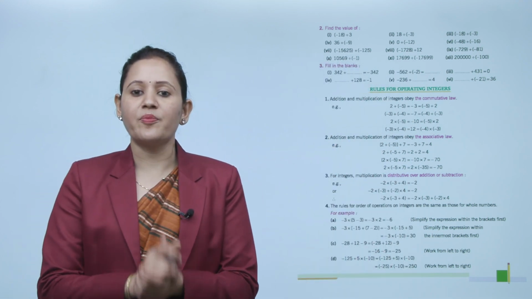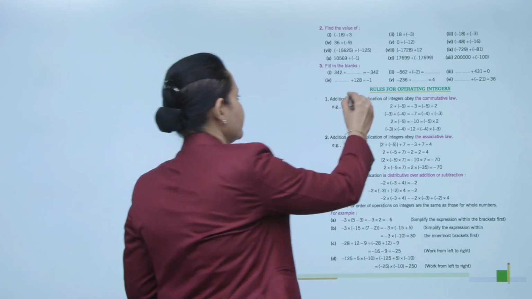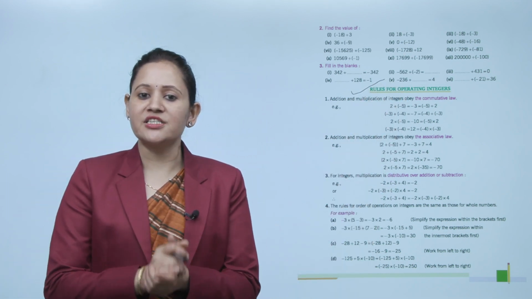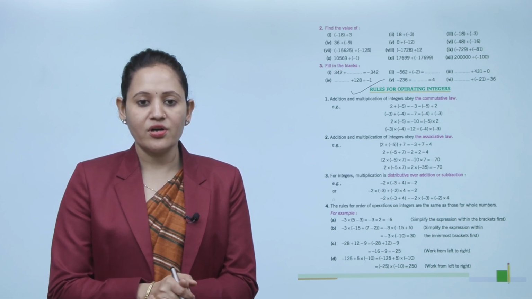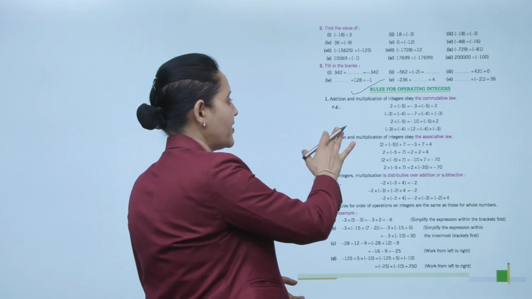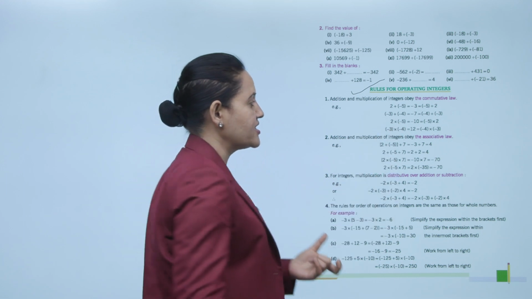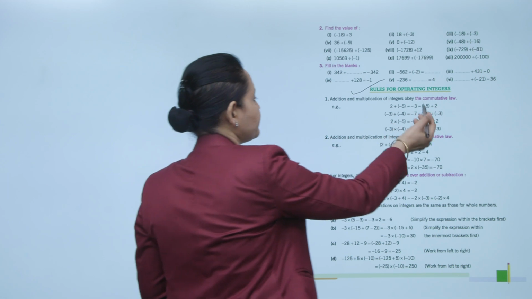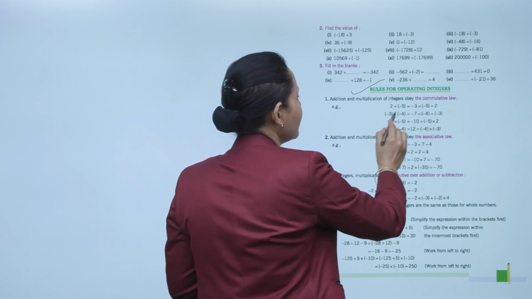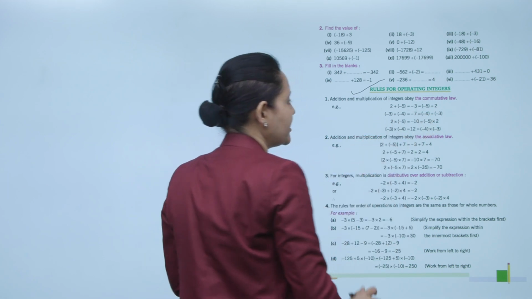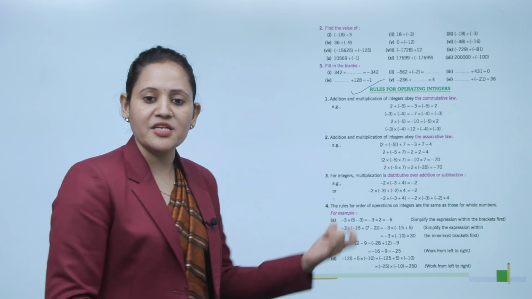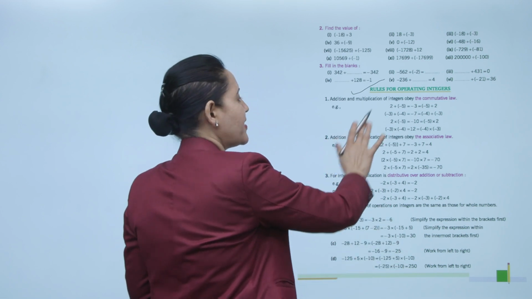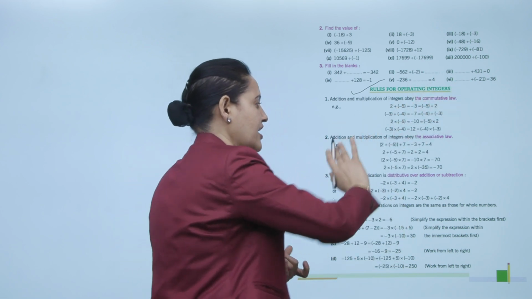Next is rule for operating integers. Addition and multiplication of integers obey the commutative law. 2 plus -5 equals -3, which is the same as -5 plus 2. Clear? -3 plus -4, that is -7, is the same as -4 plus -3. Clear? 2 into -5 gives -10, and -5 into 2 gives again -10.